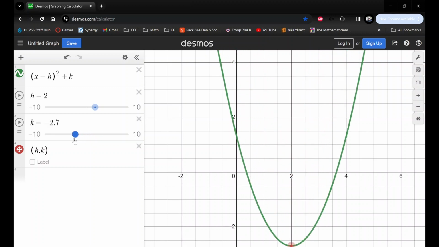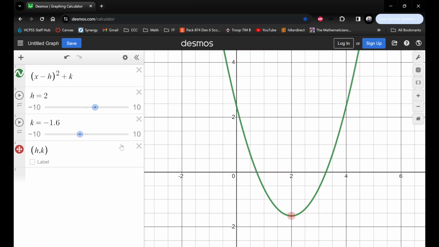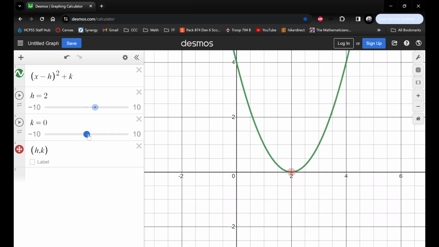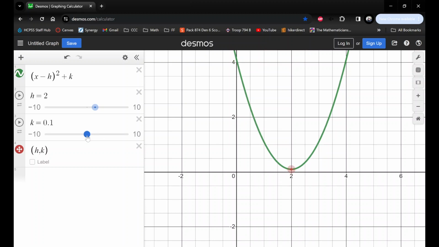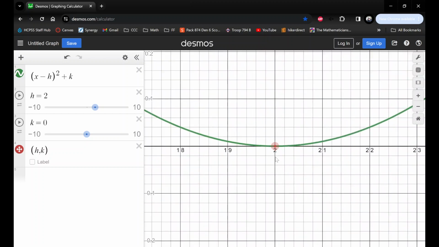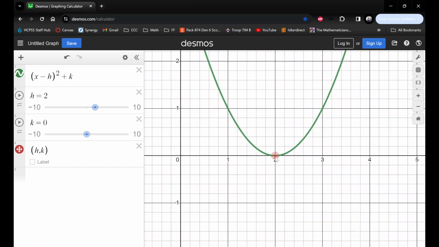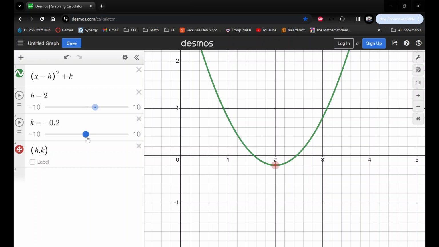Okay, and you can see as I pull, so let's let k be 0 for a second. Here we go. If k is 0, you can see this sits right on the axis, right there. If I zoom in, it's sitting right on the axis. But as I make k smaller, as I bring it down, what happens is it has to cross the axis twice now. And you can see the roots are here. And the further I bring this point down, the further out these zeros have to go.